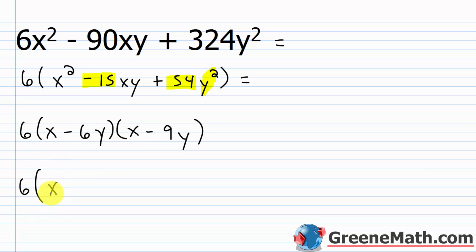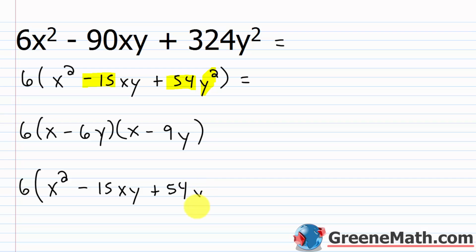X times x is x squared. The outer would be minus 9xy. The inner would be minus 6xy. So if we combine like terms here, we have x and x, both raised to the first power, y and y, both raised to the first power. So you just want to do negative 9 minus 6, which is negative 15. So minus 15 times xy. And then the last, we have negative 6y times negative 9y. That's plus 54.